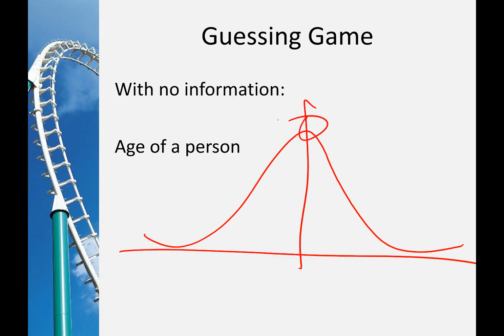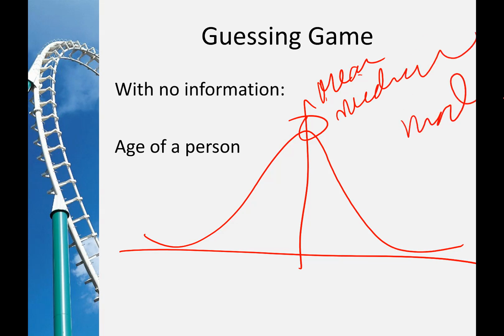The mean is what? In a normal distribution, the mean is also two other measures of central tendency. That was a hint. The mean is also the... Somebody? I heard it. It's the median, the mean, the median, and most importantly, the mode. Because the mode is what? The most frequent answer. So the best guess in a guessing game is the most frequent answer.